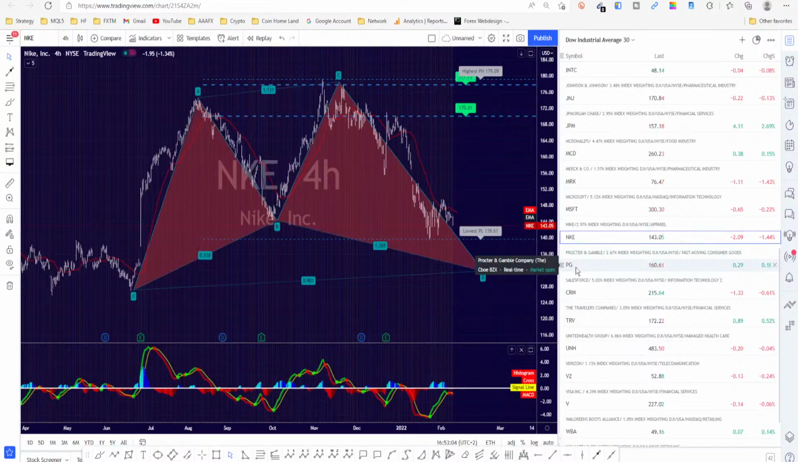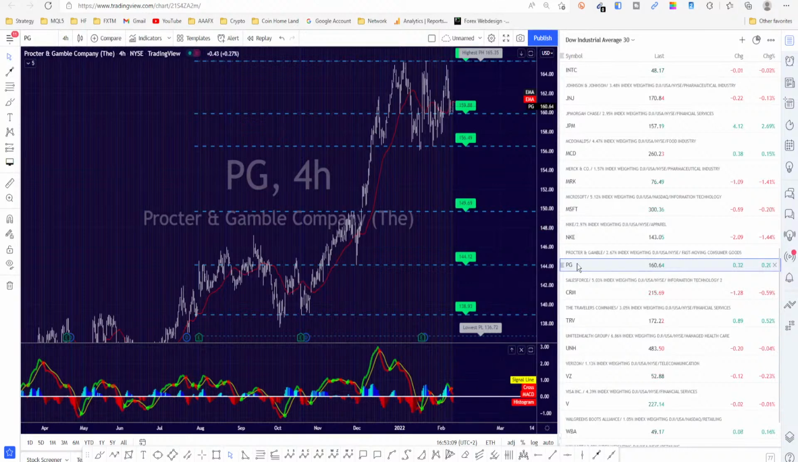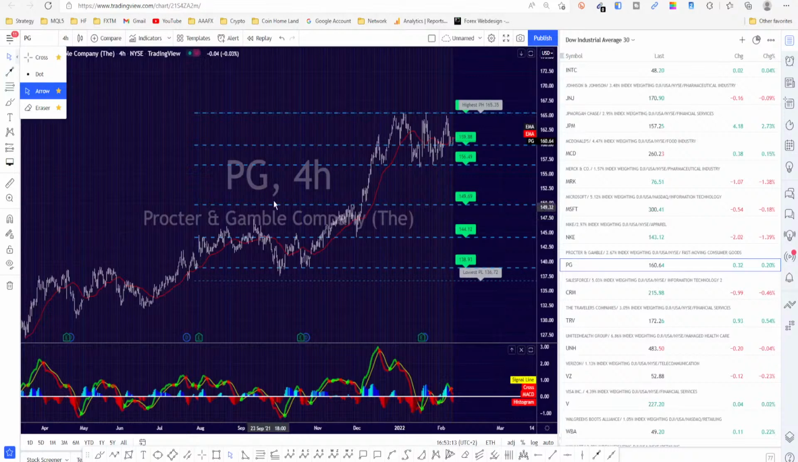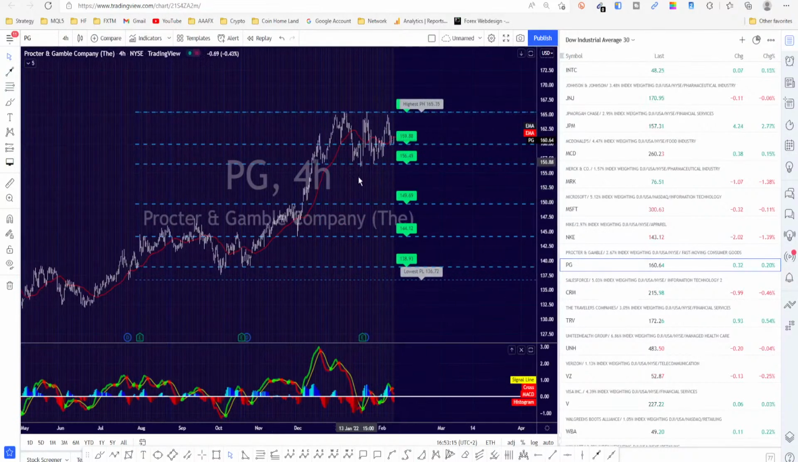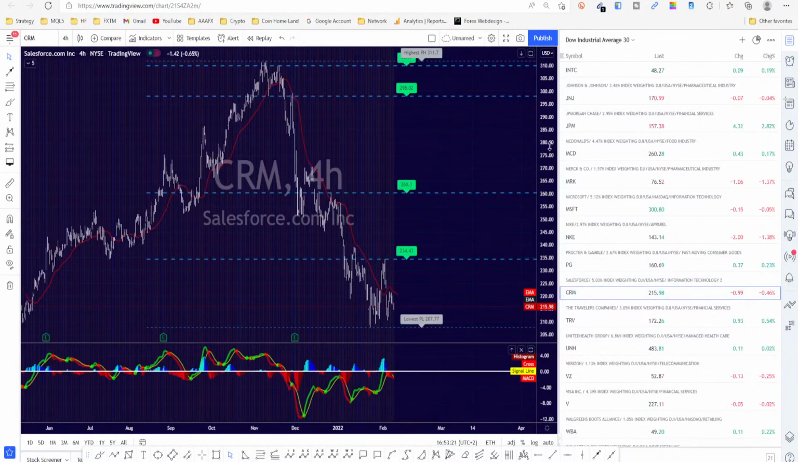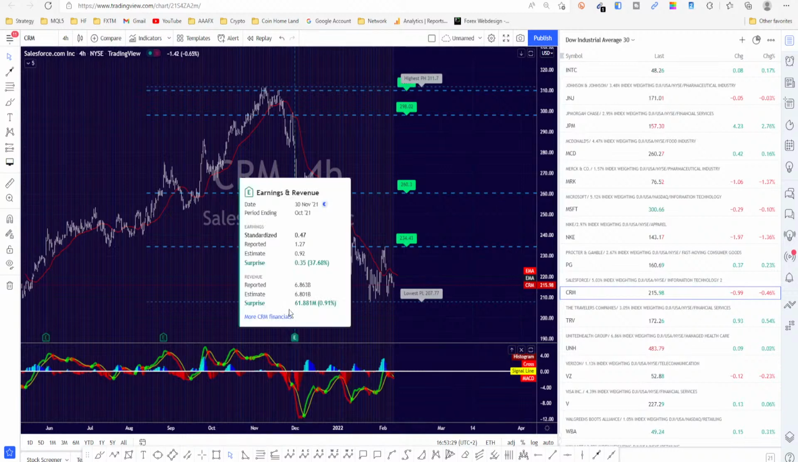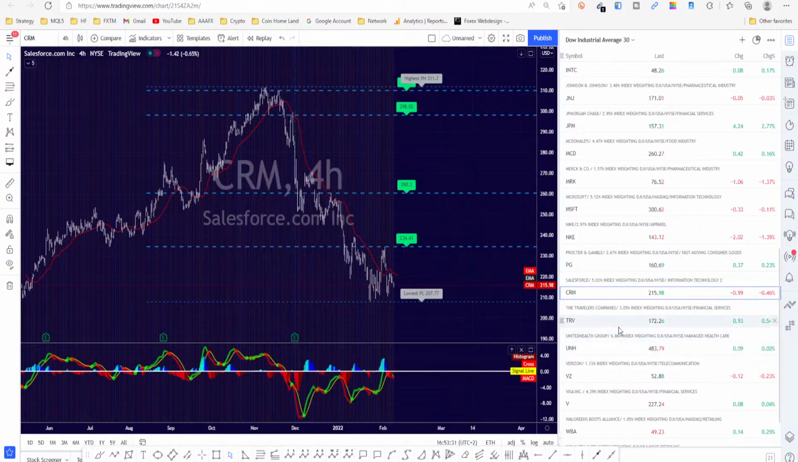Okay, we have Procter and Gamble Company. After the corona, it looks like everybody got out to gamble. Salesforce here is just continuously going down. The forecast was good and the expectation was good. They beat expectations, but it's still going down.